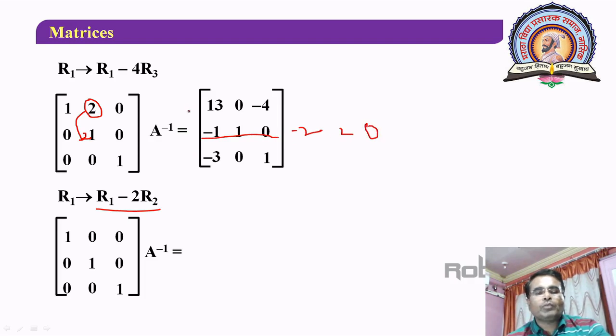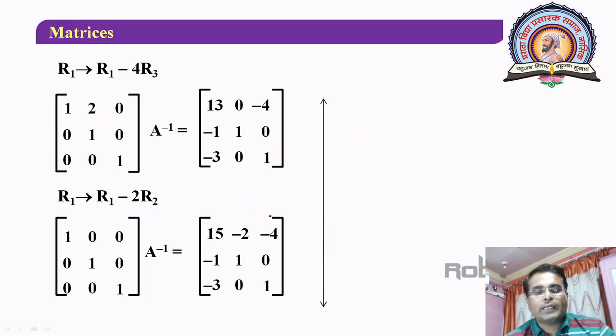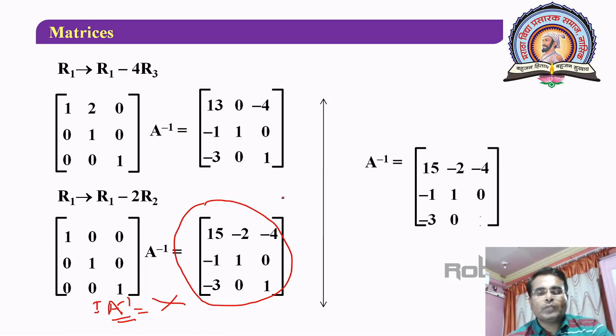Those we have to subtract from this. 13 minus of minus 2 it is 15, 0 minus 2, and minus 4 minus 0 it is minus 4. There will be no change in the second and third row, they remain as it is. So it is clear that you have this equation of the type I into A inverse is equal to X, and therefore A inverse is equal to X. That is, this conversion on the right hand side is nothing but your required inverse. So A inverse is equal to 15, minus 2, minus 4, minus 1, 1, 0 and minus 3, 0, 1.